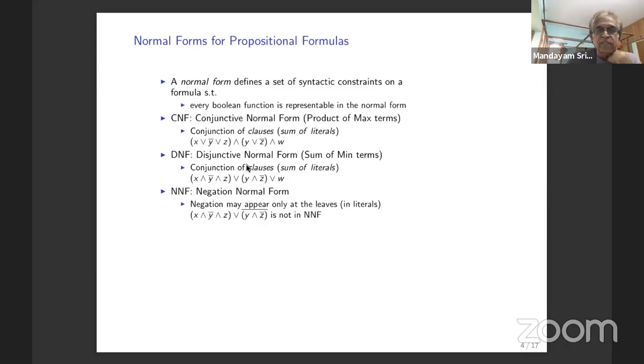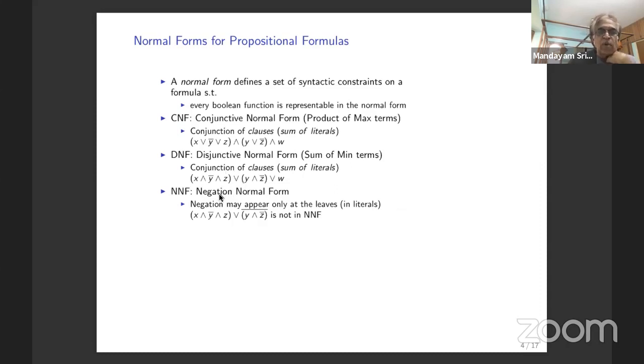DNF is the disjunctive normal form, where the formula is expressed as a sum of min terms, where a min term is a conjunction of literals. Oh, sorry, there is a mistake here. This is not a conjunction of clauses, but a disjunction of min terms, where a min term is a conjunction of literals of this form.